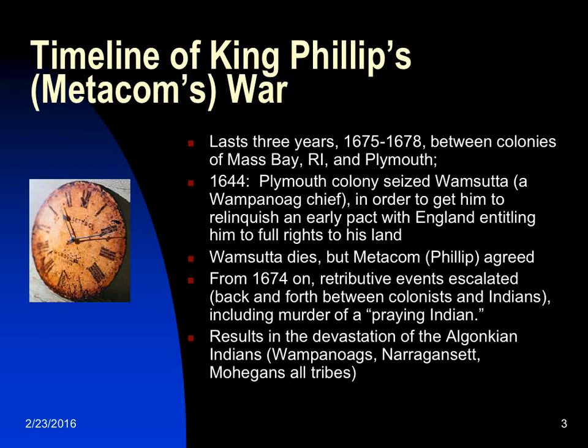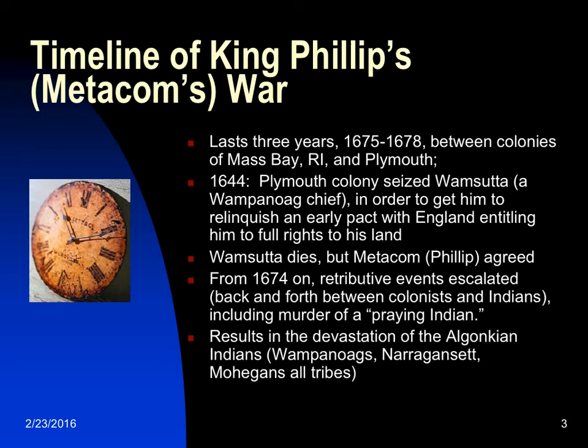So from 1674 on, there was a back and forth series of events that included the murder of a praying Indian. Now, a praying Indian was an Indian who converted to Christianity. And as a converted Indian, he enjoyed neither respect from his native tribe nor from the Anglo-American settlers. The bottom line is that the war resulted in a devastation of the population of the Native American tribes in the area, including the group called Algonquian, the Wampanoags, Narragansetts, and the Mohegans.